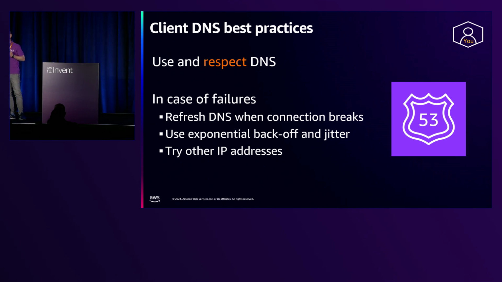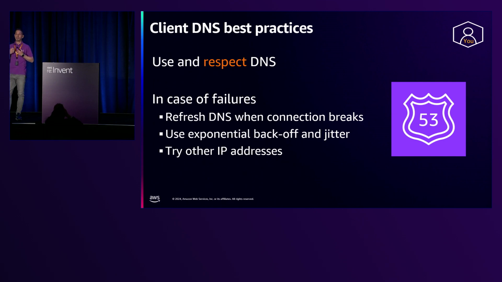Then when reconnecting, clients should use exponential backoff and jitter. And this is done in order to avoid overwhelming a specific ELB IP in case a large number of clients are reconnecting all at the same time. Then it is a good idea to try another IP address in the list in case a client is experiencing problems with a specific IP.